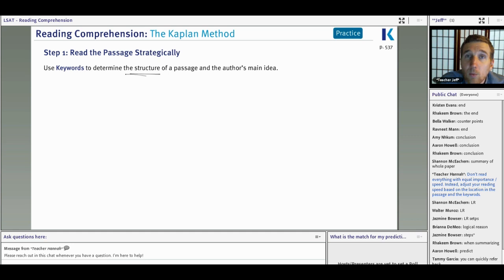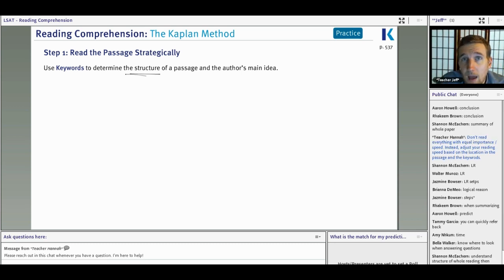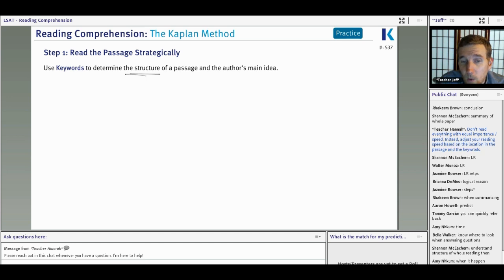Well, Rakeem, that will be our summary, right? If we can summarize each paragraph, then we'll know the point of that paragraph, at least usually. Aaron, it's also true that if we sum up a paragraph, we can predict what's going to happen in the rest of the passage. That's something we'll talk about as well. But primarily for answering questions.